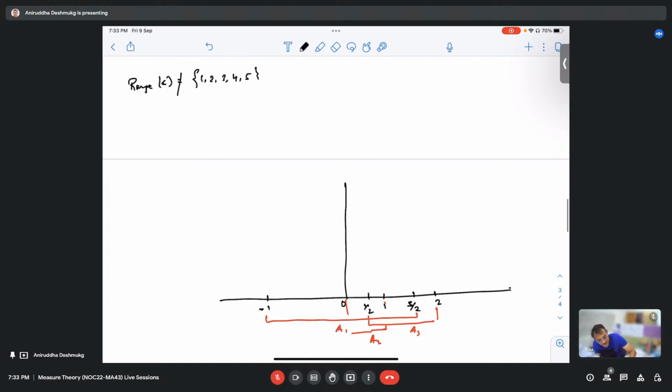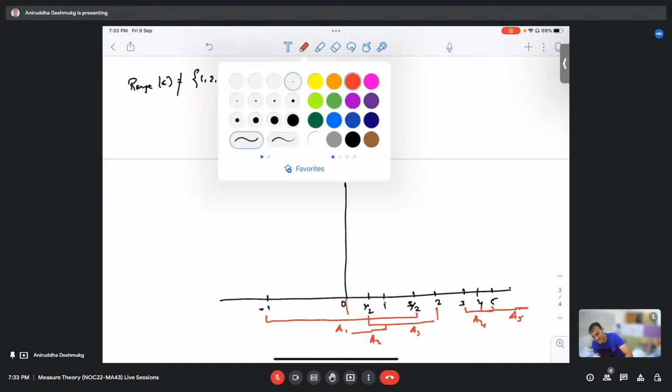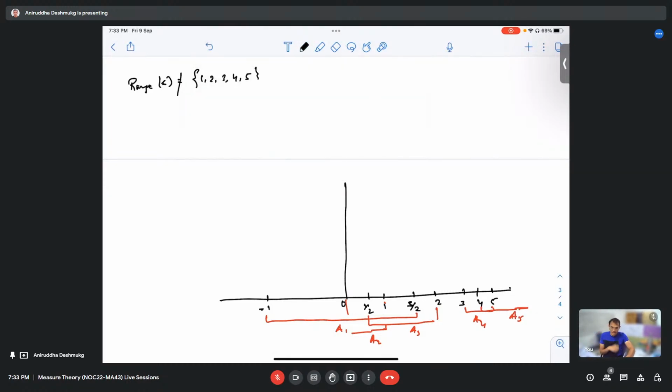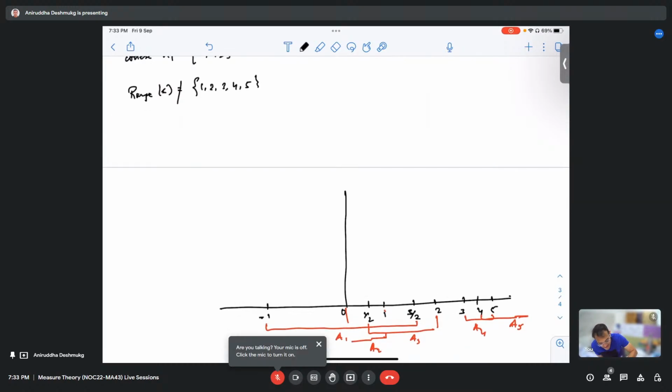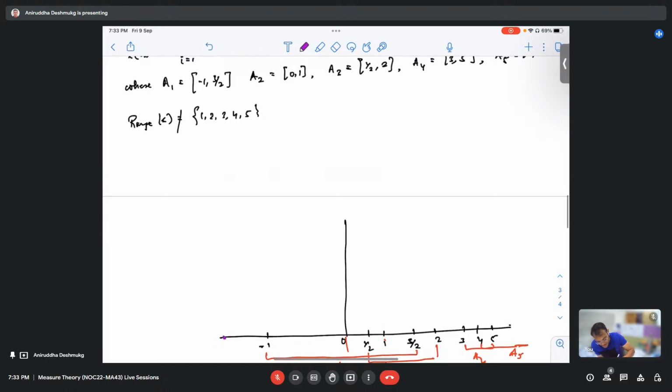And then what is next? 3 to 5 and 4 to infinity. So this is 3 to 5, and this one is A4. From this onwards we have A5. This is an infinite interval. Now let us look at a point less than minus 1, somewhere here. What is the value of S here, before minus 1?